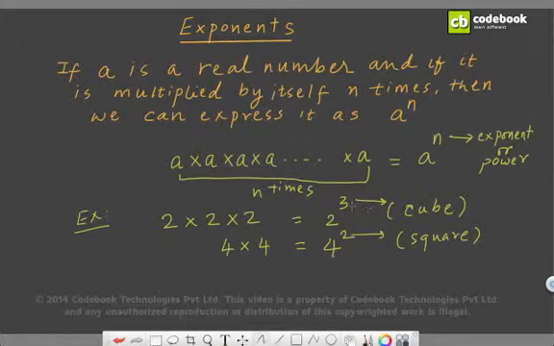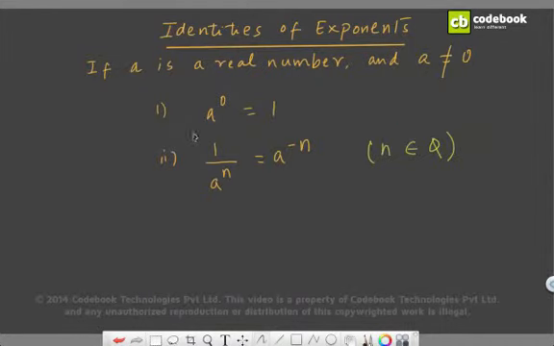Any other numbers, for instance, 5 times 5 times 5 times 5 times 5, is simply represented as 5 raised to the power 5, and it is called 5 raised to the power 5, or sometimes in short called 5 power 5. Now let us talk about some basic identities of exponents.